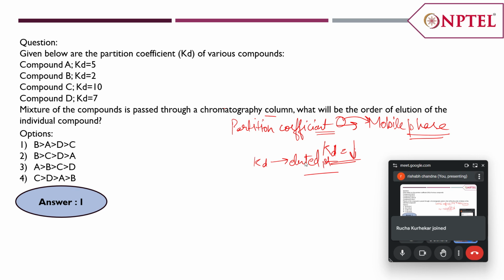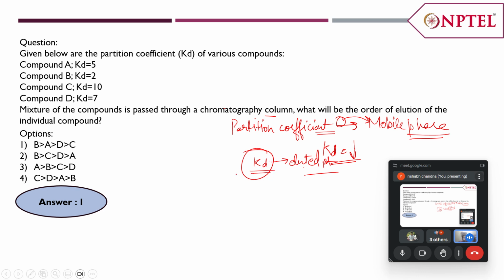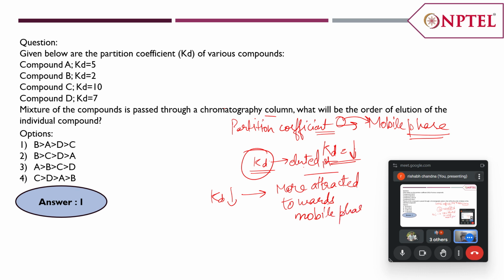So that means the first compound that we'll see will have the lowest Kd, and it will be more attracted or more dissolved towards the mobile phase. Okay, and less attracted towards the stationary phase. So this is the concept. The lower the Kd, the more attracted it is towards the mobile phase. Okay, so here compound B has the least Kd. So it will be eluted first.